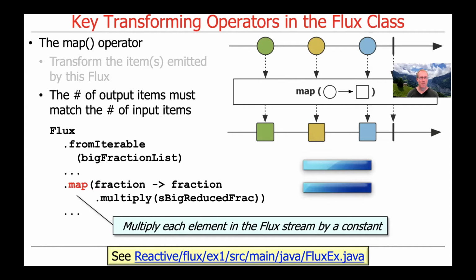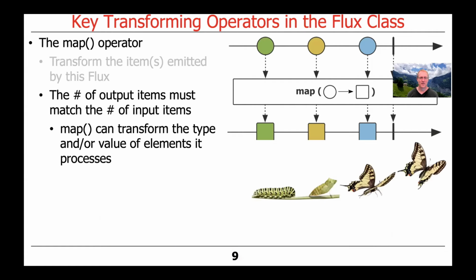Now, a couple of things to note about map, and this should be very familiar to you if you're familiar with the map operation that's part of Java streams. The first thing to note is that the number of output items that are returned from map must match the number of input items. So you can see here where we say Flux.fromIterable, and we're going to give it a big fraction list. Then we're going to take each of those big fractions that are emitted from that factory method, and we're going to multiply them by a constant. So each one will be multiplied by the constant. And we'll take a look at this example when we get a little further along into our case study.